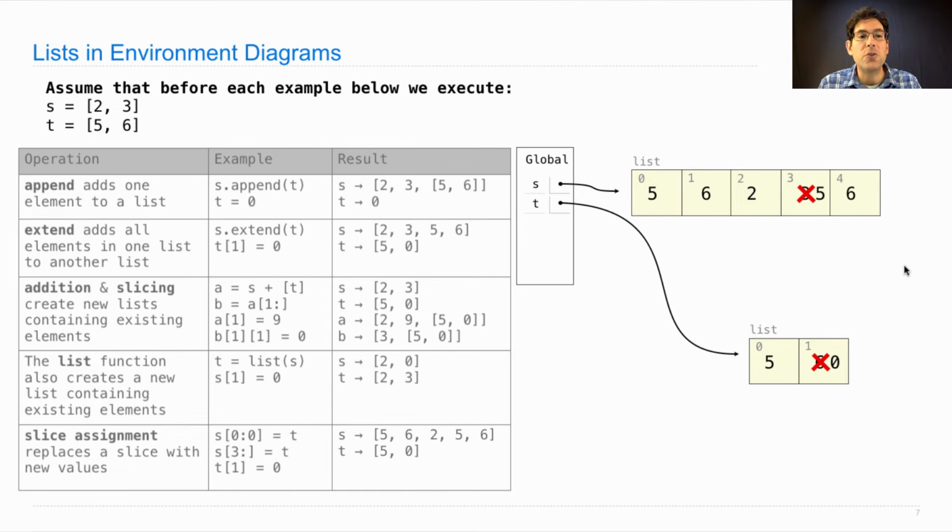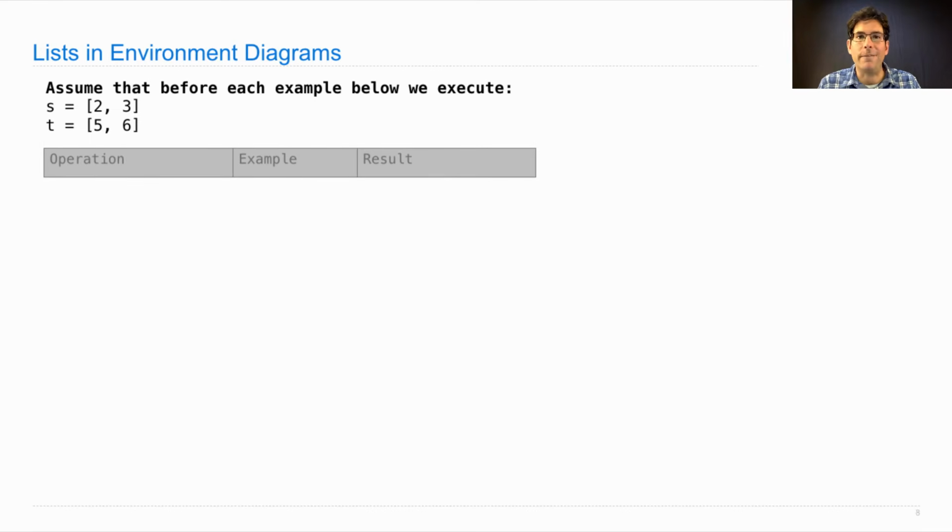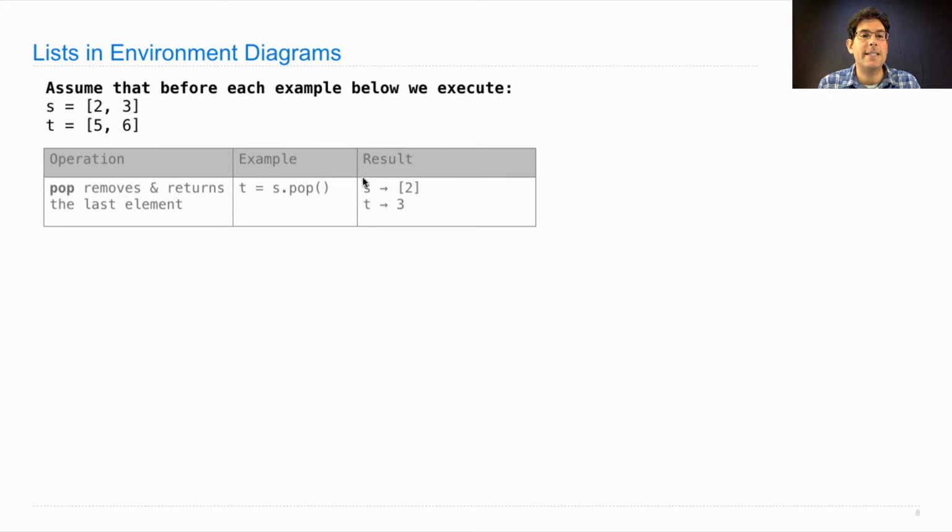It's also possible to shrink a list. I'm not going to draw environment diagrams for these because I think they're pretty straightforward, but let's go through the operations. Pop removes and returns the last element. So if I start with s is 2, 3 and t is 5, 6, and then assign t to s.pop(), that removes the 3 and changes t to refer to that 3. So the result is that s is a list containing only 2 because I popped off the 3, and the 3 is now the value of the name t. We've lost track of the list 5, 6.